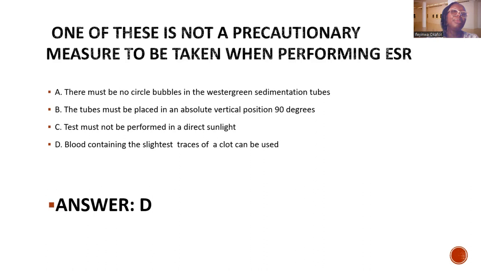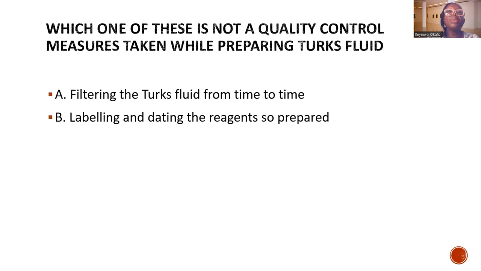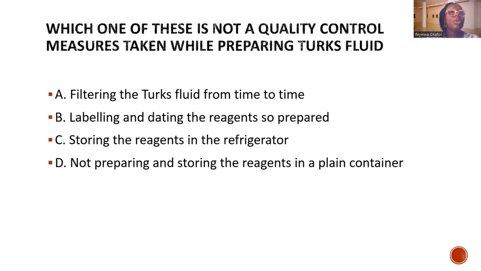Which one of these is not a quality control measure taken while preparing tox fluid? Filtering the tox fluid from time to time, labeling and dating the reagents so prepared, storing the reagents in the refrigerator, or not preparing and storing the reagents in a plain container. Answer D, not preparing and storing the reagents in a plain container.